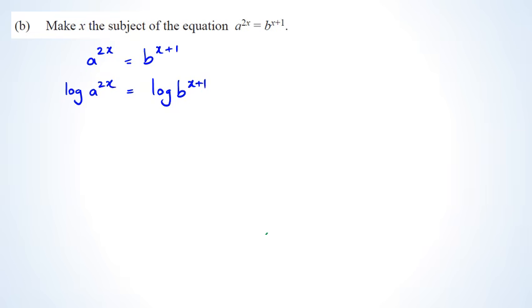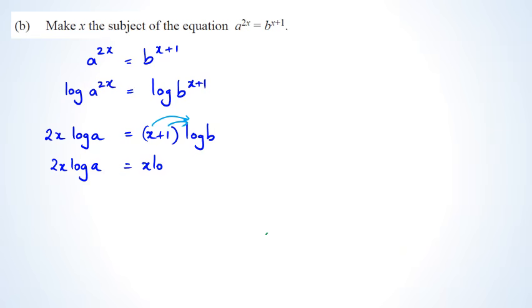Now we can bring the power to the front of the log. So we can rewrite this as 2x log a equals (x plus 1) log b. I still need to figure out a way to separate that (x plus 1) log b, so I'm going to expand the brackets. When I expand the brackets, I get 2x log a, that stays as it is, and x log b plus 1 times log b, which is log b.